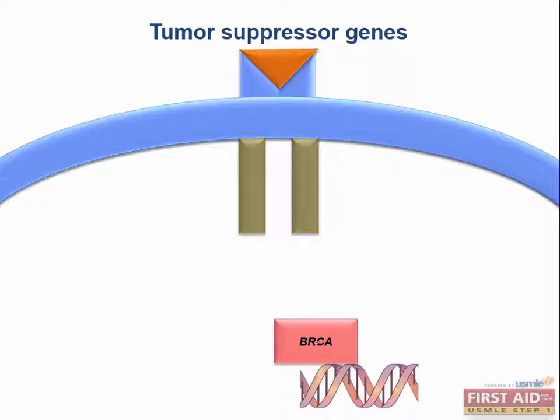And there are 2 main types of BRCA. BRCA1 is located on chromosome 17, whereas BRCA2 is located on chromosome 13. And those are both associated with breast cancer and a different type of cancer in women? Ovarian cancer. Good. All right.